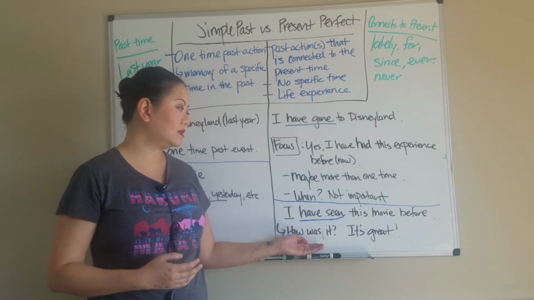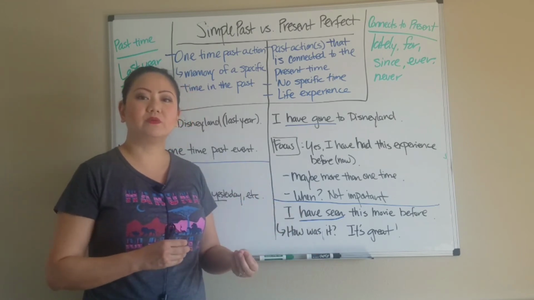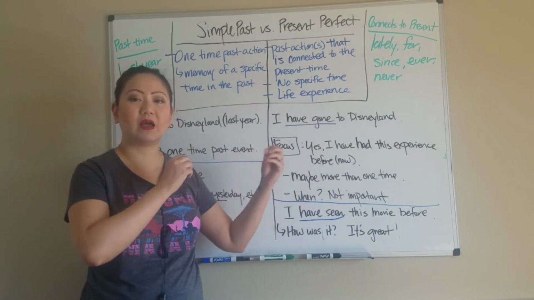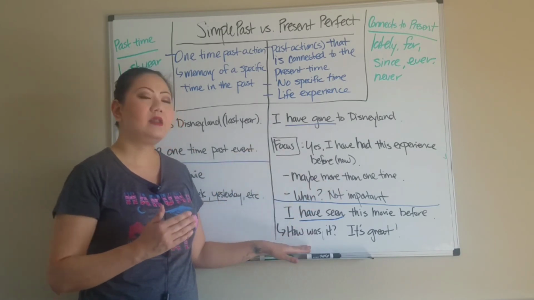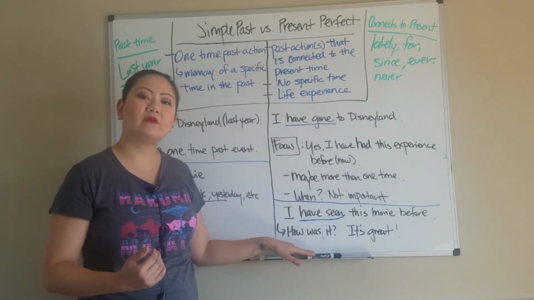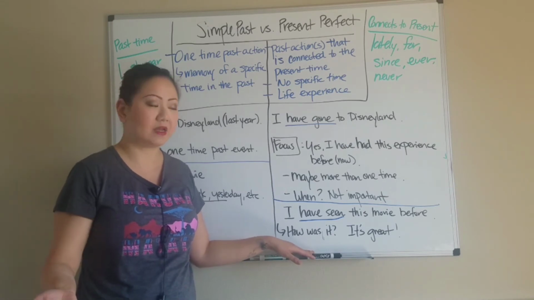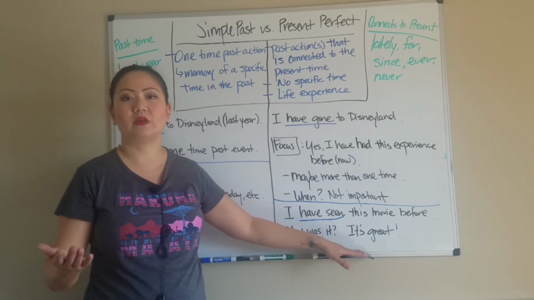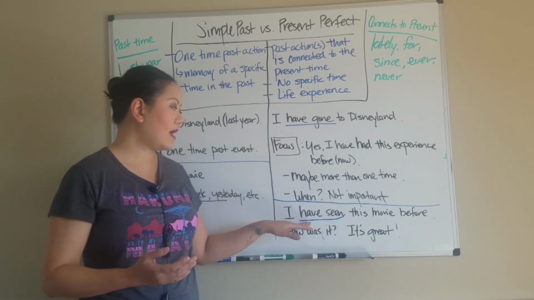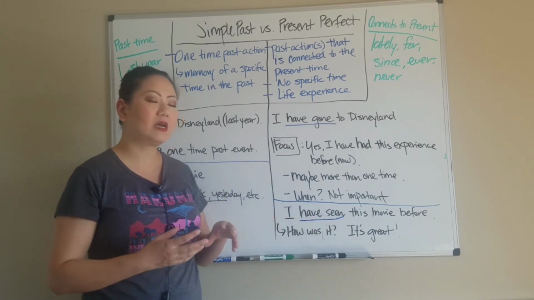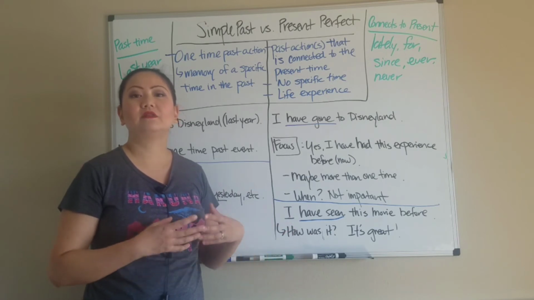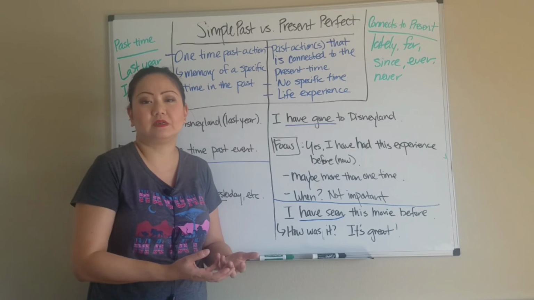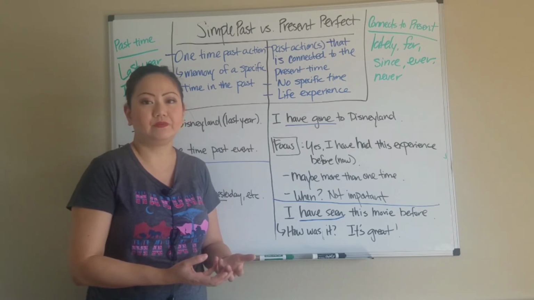On the other hand, I've seen this movie before. Your focus is, I've had this experience before. This movie is part of who I am now because I've had this experience. A natural question the listener might have is, how was it? How was this experience? Well, it was great, or it was so-so, whatever it is, right? So I have seen this movie before. You're telling the listener that this is part of my experience. I've experienced this before.